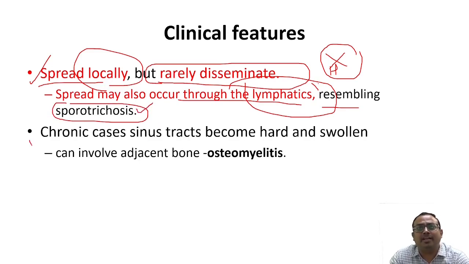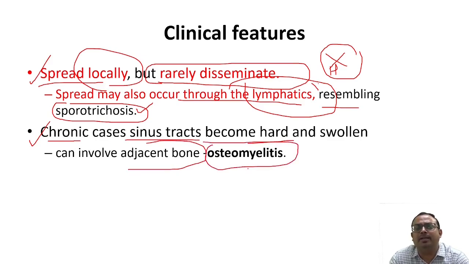In some of the chronic cases, the sinus tract may become hard and swollen, and ultimately may sometimes erode the overlying bone and complicate into a condition of osteomyelitis.